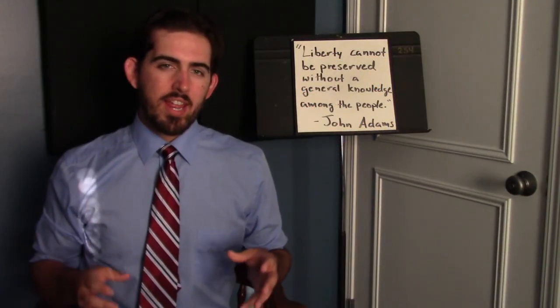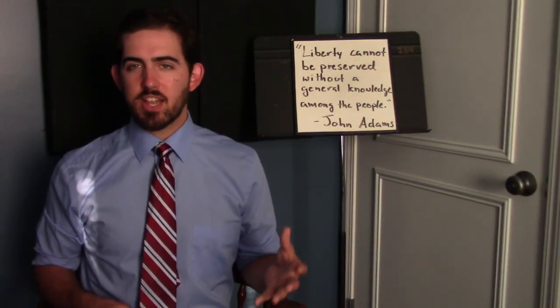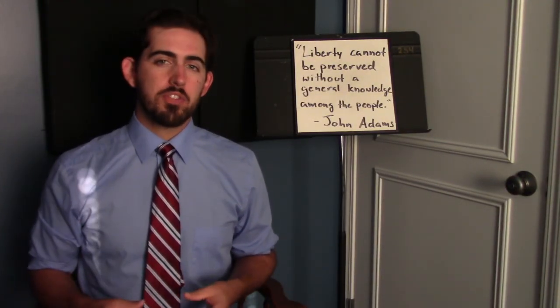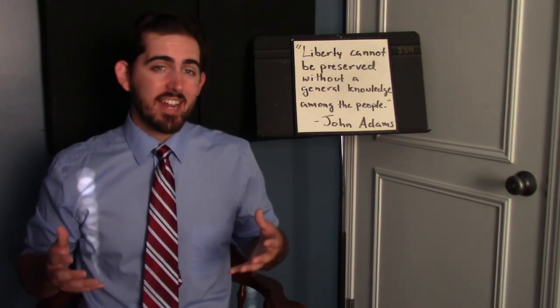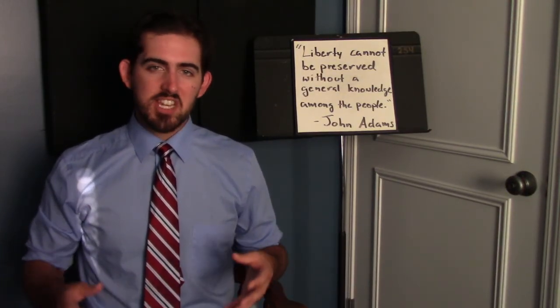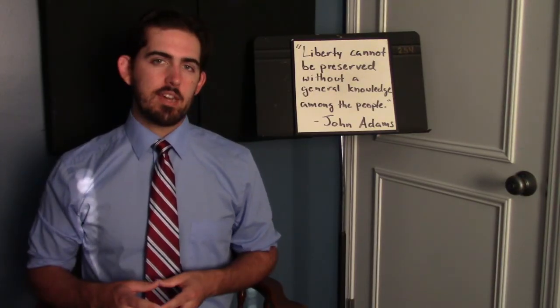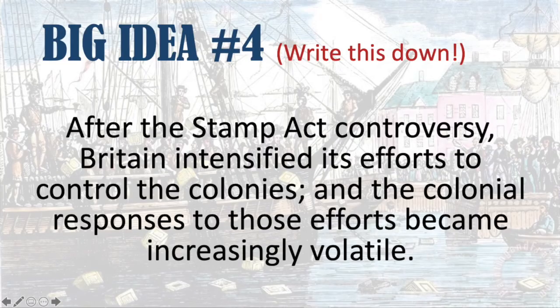And the British didn't wait long to test the strength of the Declaratory Act or the resolve of the colonists. The Crown's trouble with the American colonies had begun as an economic problem, but it was quickly devolving into a power struggle. This is our fourth big idea. After the Stamp Act controversy, Britain intensified its efforts to control the colonies, and the colonial responses to those efforts became increasingly volatile.